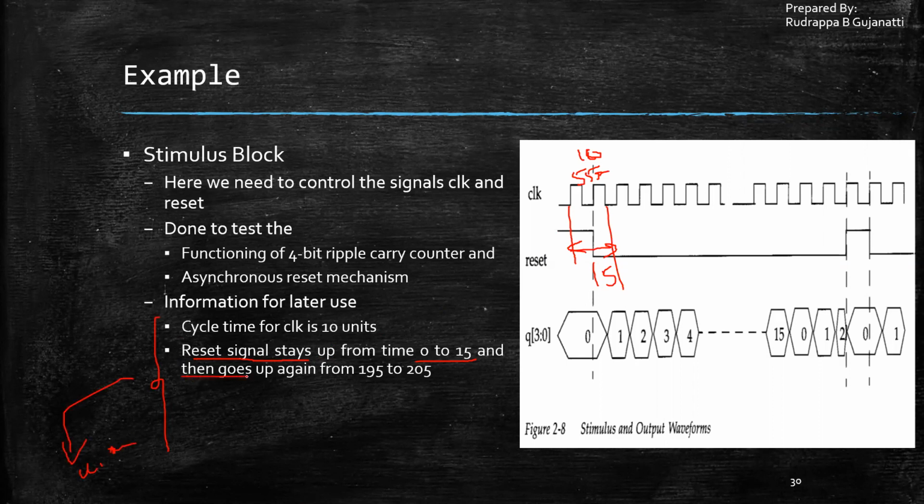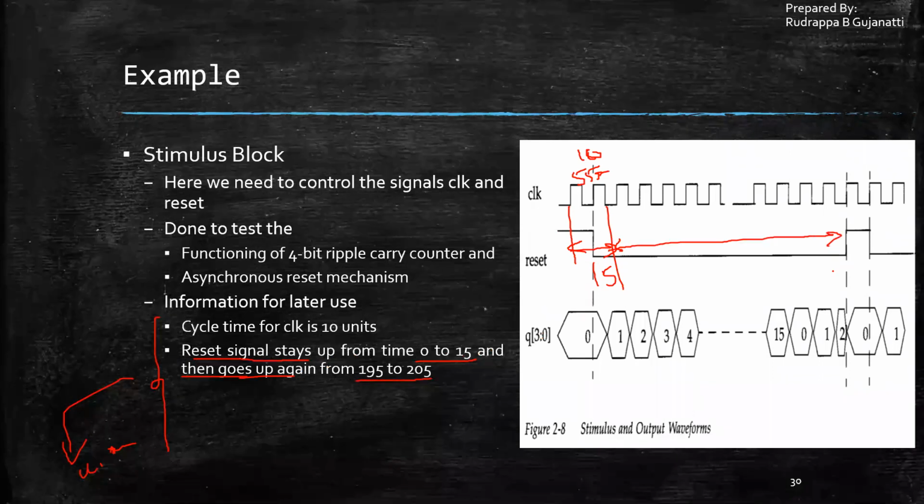Then again, he tells that after this, reset goes to 0. And then again, it becomes 1 from 195 to 200. If you observe from 15 units to, say, 195 units, which will be somewhere here, during this time period the reset will be all low. This is information that will be used in the simulation aspect.